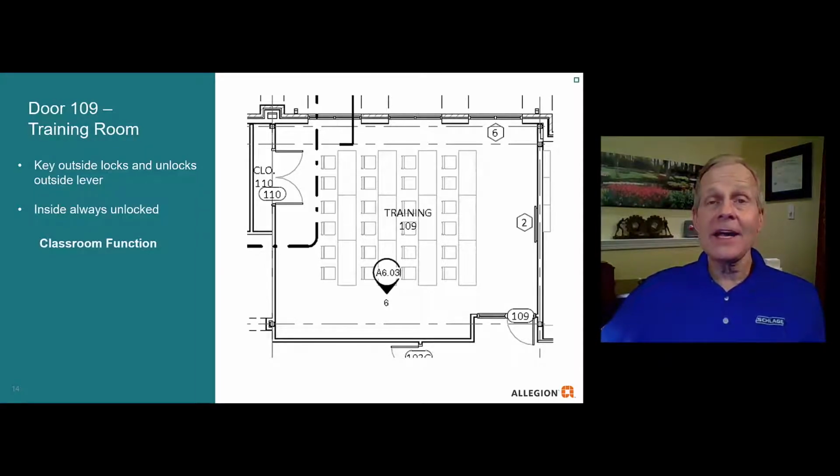Now, the reason we want to lock and unlock it from the outside using a key is we don't want students to be able to lock the teacher out by turning a thumb turn or pushing in a button. So with a classroom lock, you lock and unlock the outside lever using a key on the outside. So that's a classroom function.